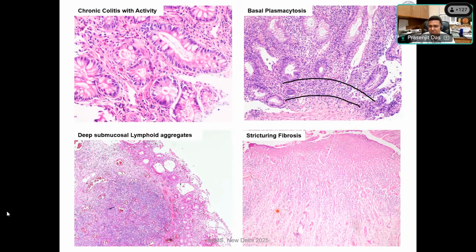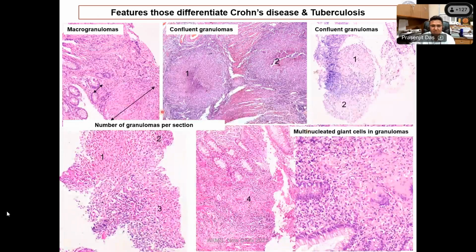So none of these features will actually help us to differentiate these two diseases. So what are the findings that will help us to differentiate? You have very correctly said granuloma. Now we have to also qualify the granulomas. Here, you have to see the size of the granuloma, whether it is more than the diameter of a single intact crypt or not. That is called macrogranuloma.